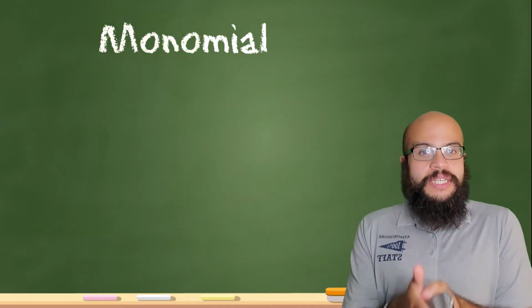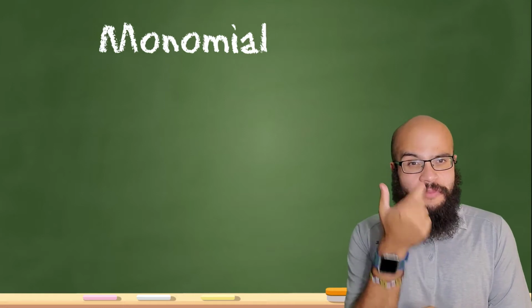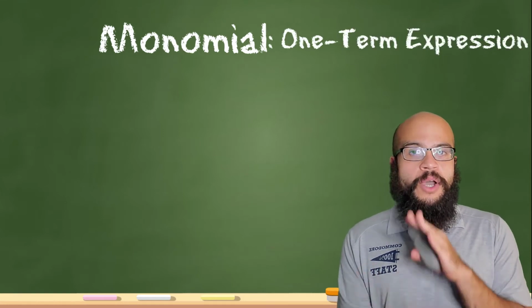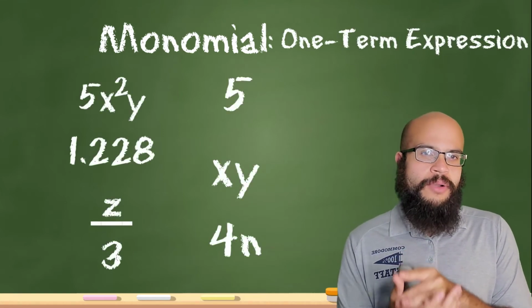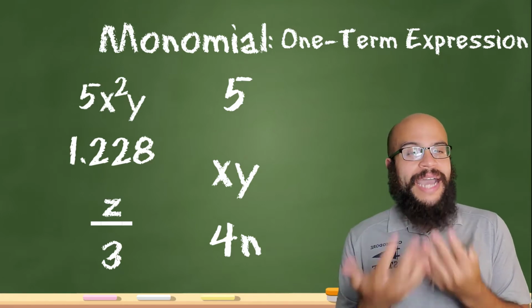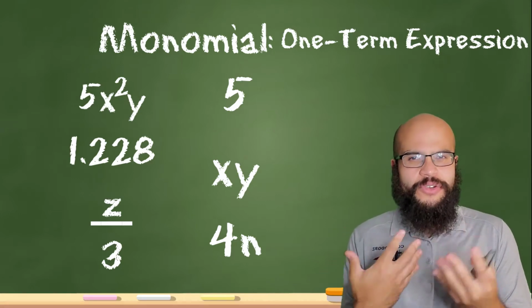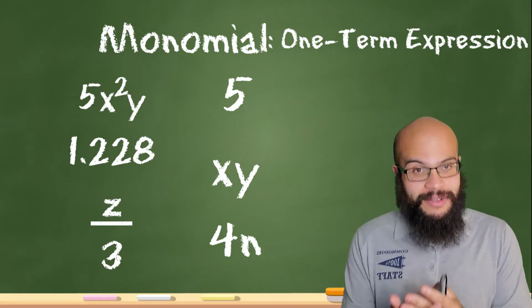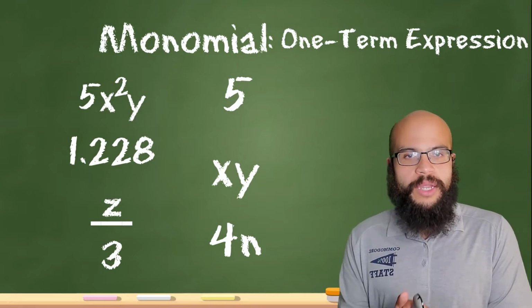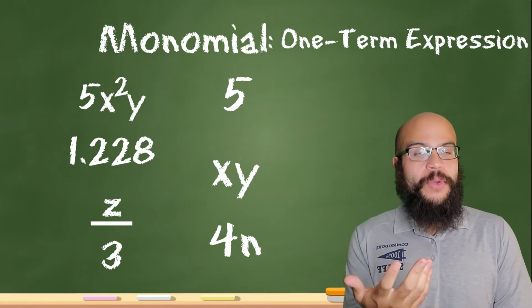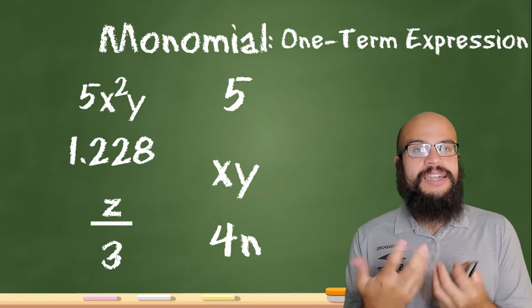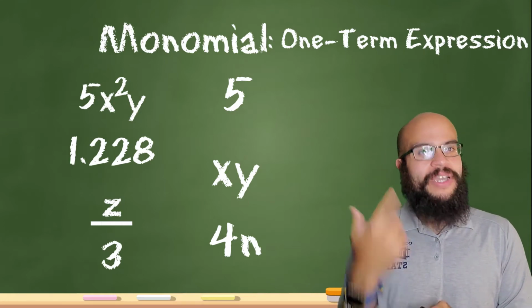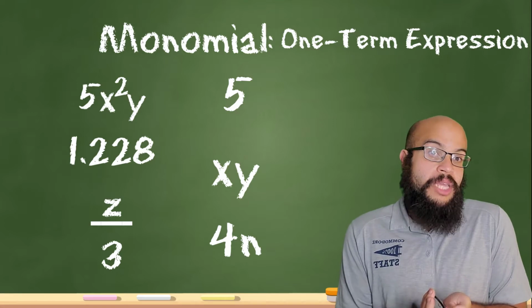So if we transition this to monomial, we have that prefix of mono meaning one. A monomial is basically a one-term expression. The examples you see on the chalkboard right now are all examples of monomials. I can tell they are one term because I don't see any addition or subtraction sign anywhere in the expression, okay? Once again, I'm going to emphasize this: mono means one, which can also help with developing your vocabulary in general and in ELA, because a lot of words have that prefix of mono, and if you know mono means one, that gets you a little bit of a hint about what the word could mean.